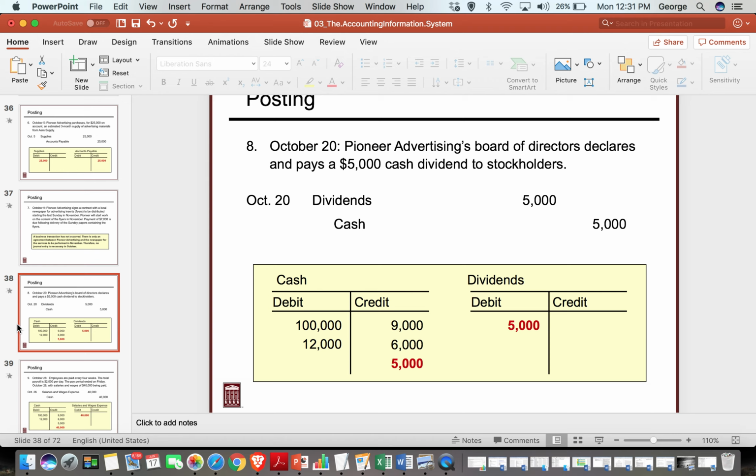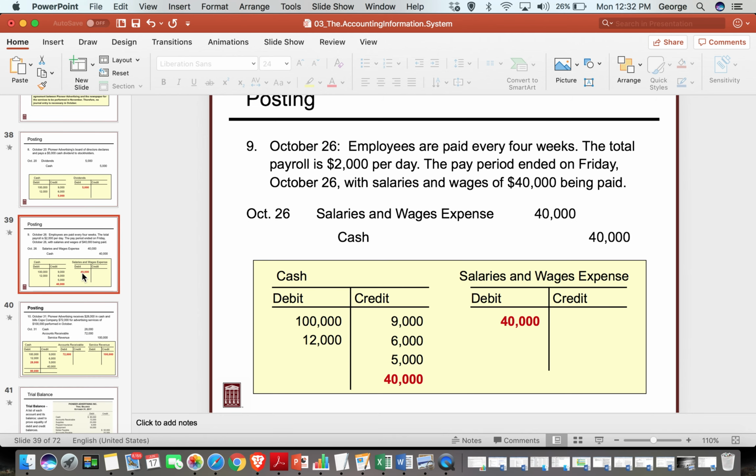All right, we paid a $5,000 dividend to stockholders, so we'll debit dividends and credit cash. Dividends has a debit balance, so it's increased by $5,000. Cash is decreased by $5,000.